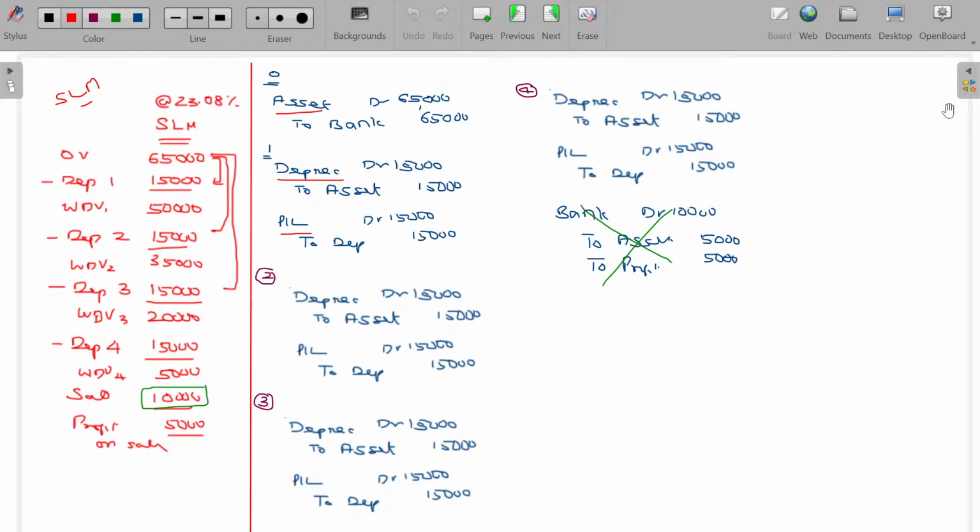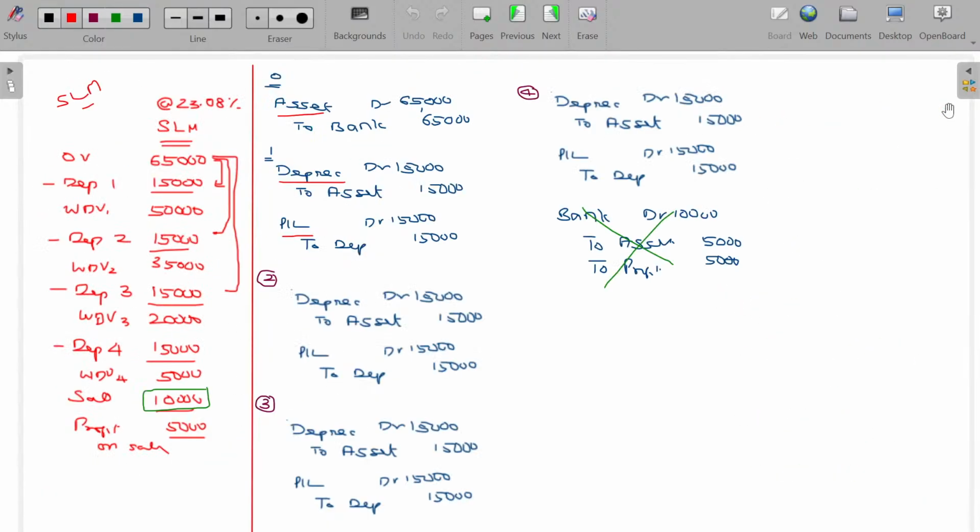Other model. See, sometimes you may use an asset disposal account instead of directly selling. On sale, bank account debit to asset to profit. In the case of an asset disposal account, the asset supposed to be sold is transferred to a new account called the asset disposal account.